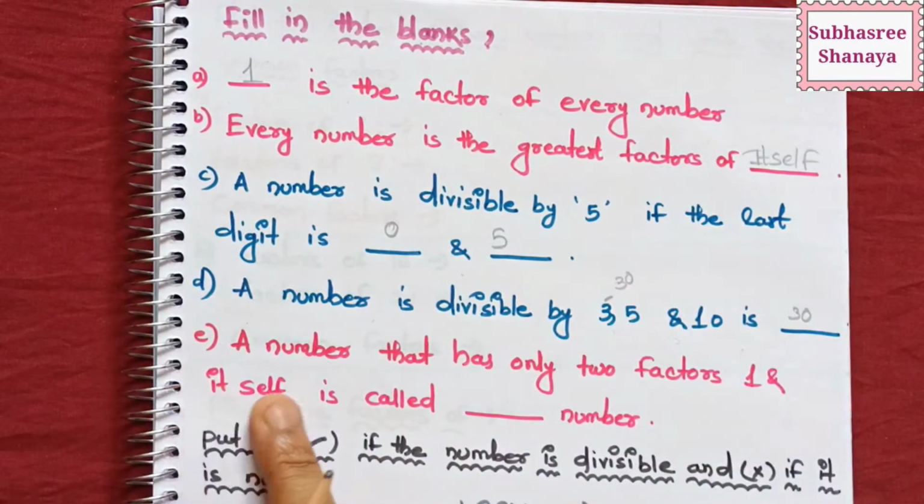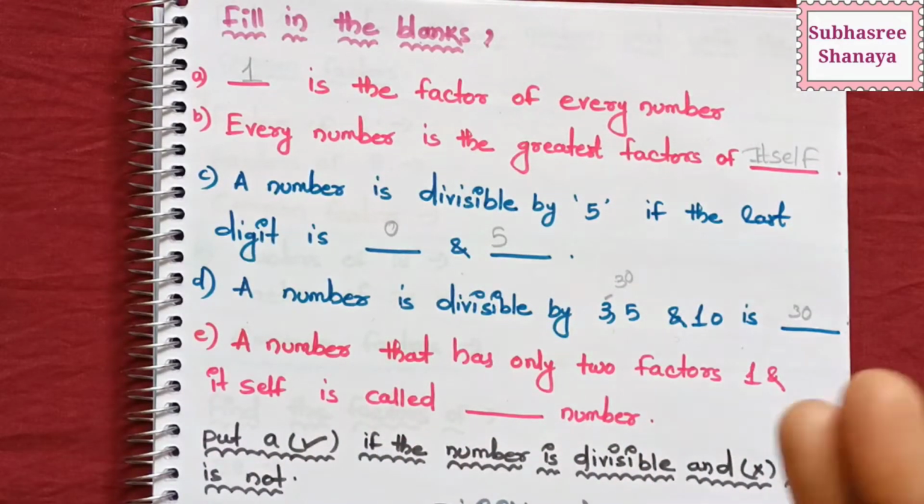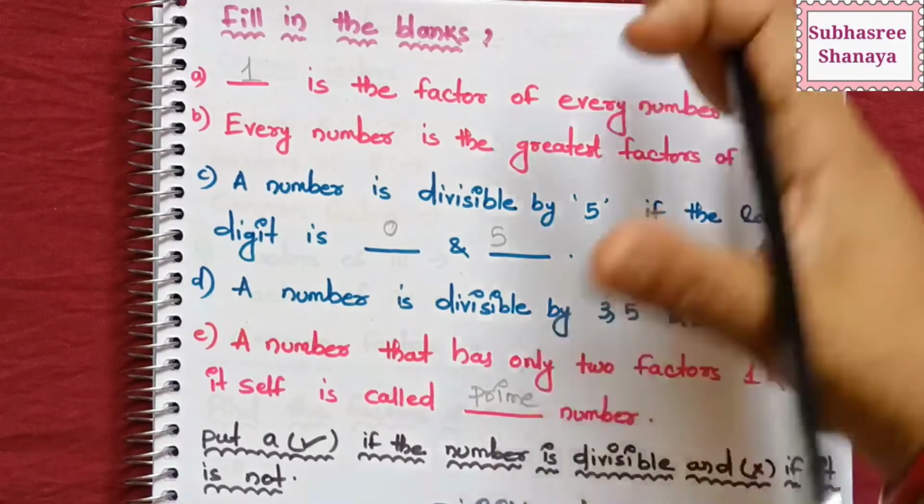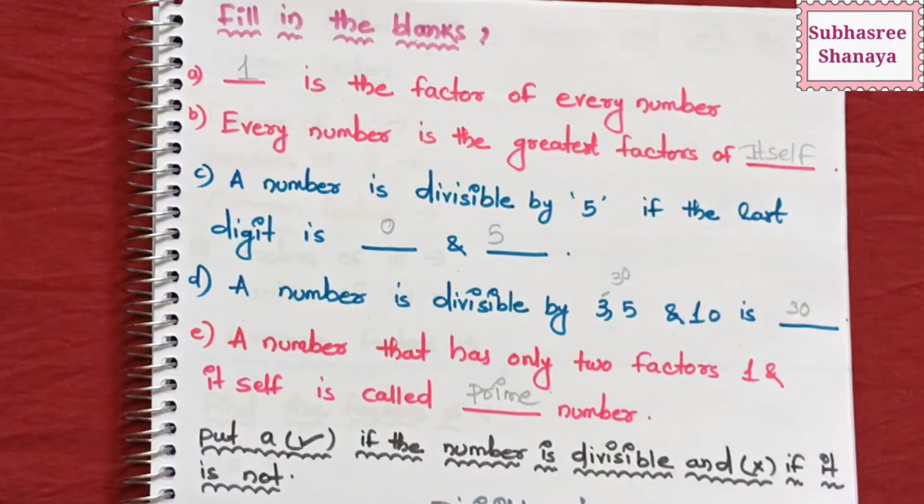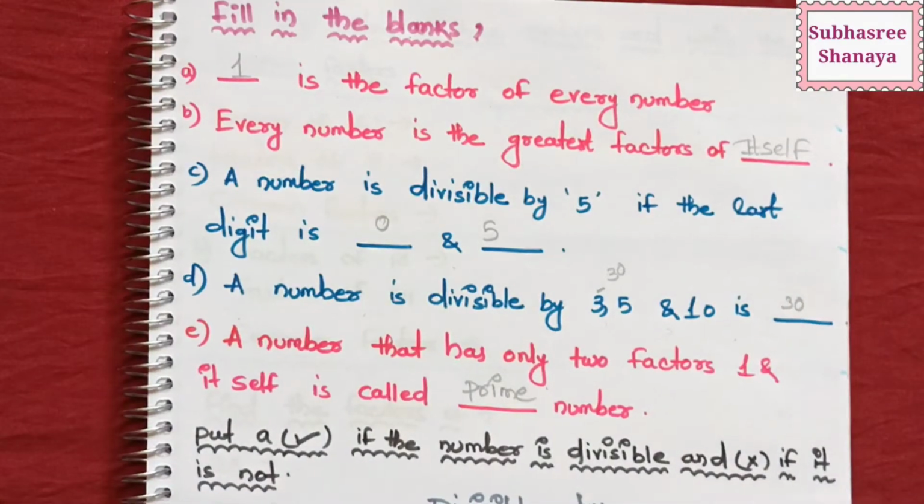Now the next question is, a number that has only two factors, 1 and itself, is called a dash number. It's called a prime number. So these are some question answers I have given. You can give this type of question answers, like fill in the blanks or tell whether the sentence is true or false. This type of question answer you can give to children.